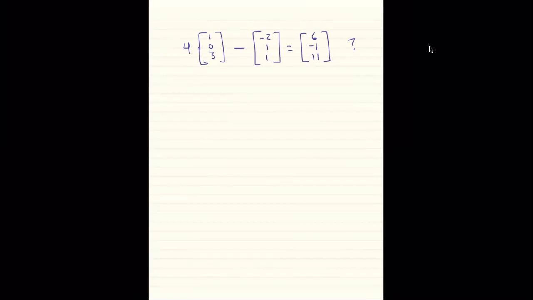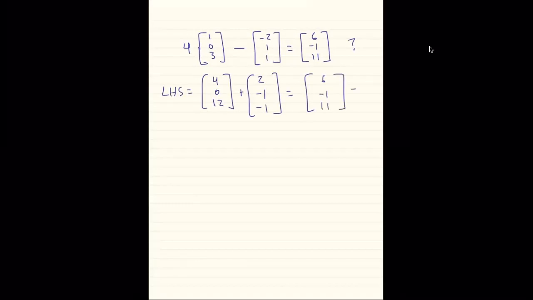So what we've got here is 4, 0, 12 minus, well, I guess we can write plus, and we'll just pass the minus in. We'll have -1 times -2 is 2, and then -1, -1. And I'll just start with the left-hand side to see whether or not it's going to be equal to the right-hand side. We add 4 and 2 to get 6. That checks out. 0 and -1 to get -1. 12 and -1 to get 11. And we have exactly the right-hand side. And this worked out.